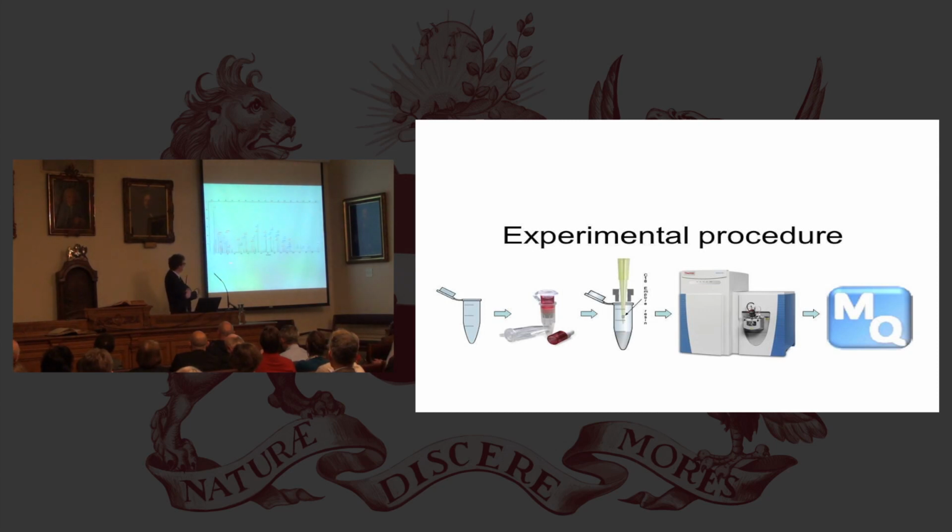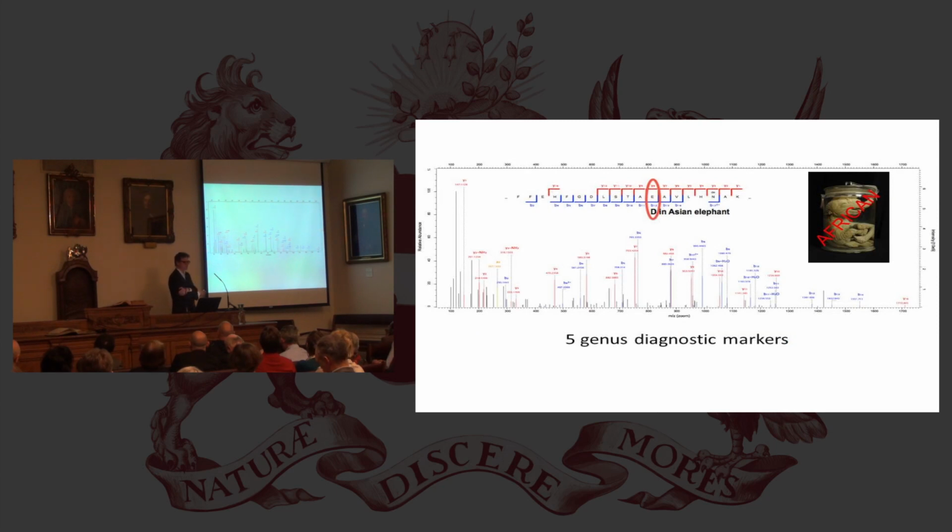This is what's called a spectra. It's a bit like a mass spec for anyone who knows much about chemistry. And each of these different peaks has different masses, different amino acid compositions, and you can actually work out the amino acid sequence for each of these things. You can then compare that to reference information and identify things.